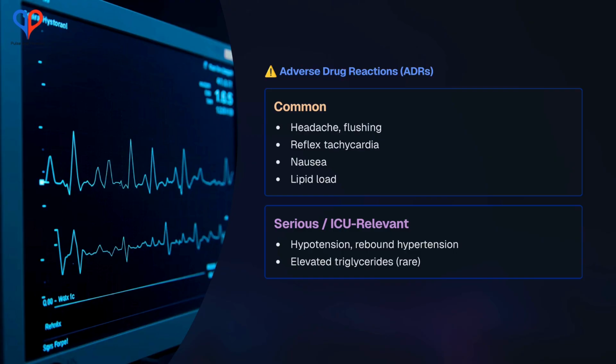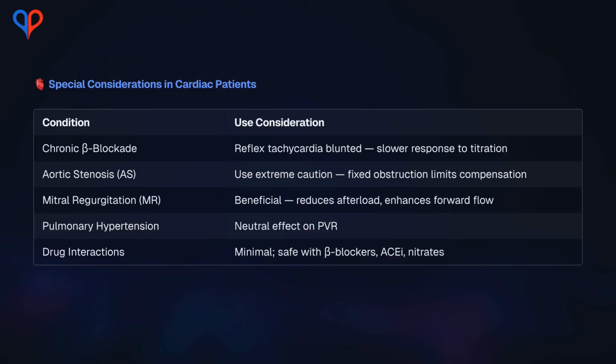Clinically, the most important principle is controlled weaning. Avoid abrupt discontinuation, and always ensure transition to oral antihypertensives before stopping the infusion. In cardiac surgery and heart failure patients, clevidipine provides a clean afterload reduction without depressing myocardial contractility. In beta-blocked patients, reflex tachycardia is blunted, making its hemodynamic profile even more predictable.